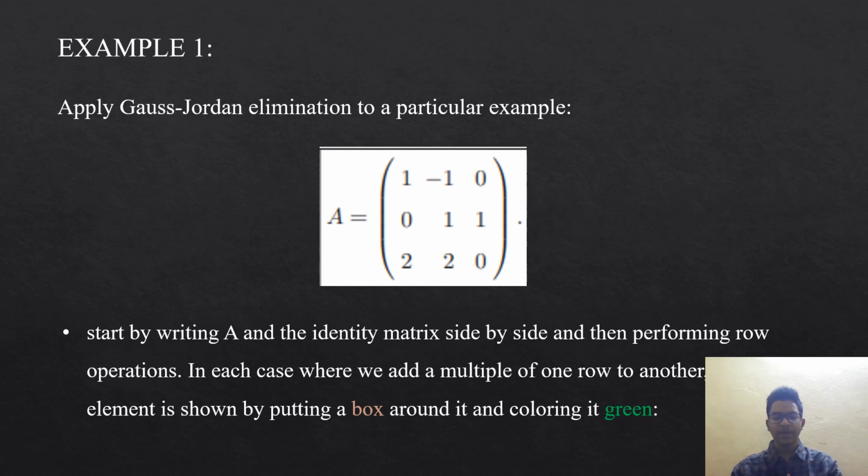And now we are going to explain example 1 of the Gauss-Jordan method. The given matrix A is [1, -1, 0; 0, 1, 1; 2, 2, 0]. Start by writing A and the identity matrix side by side and then performing row operations, in each case where we add a multiple of one row to another. The pivot element is shown by putting a box around it and coloring it green.